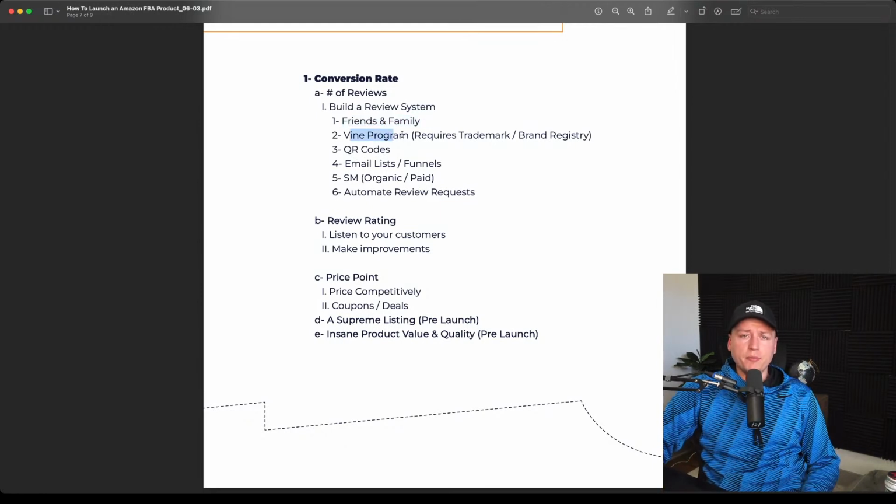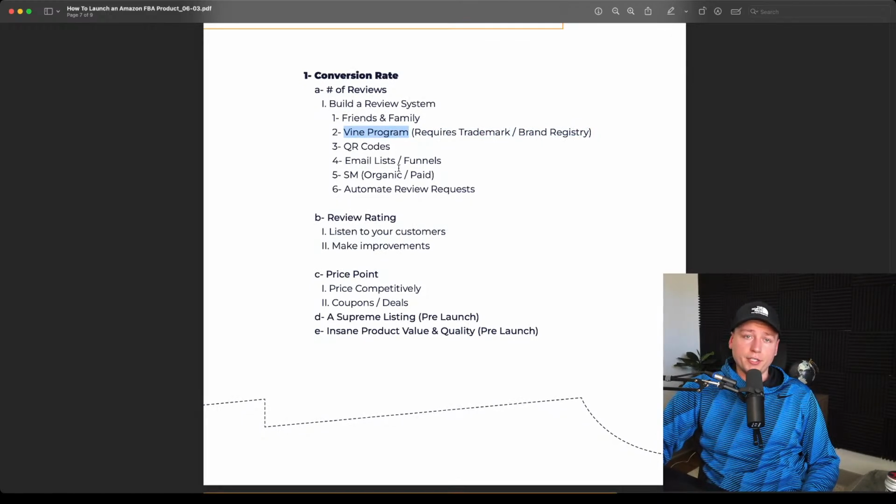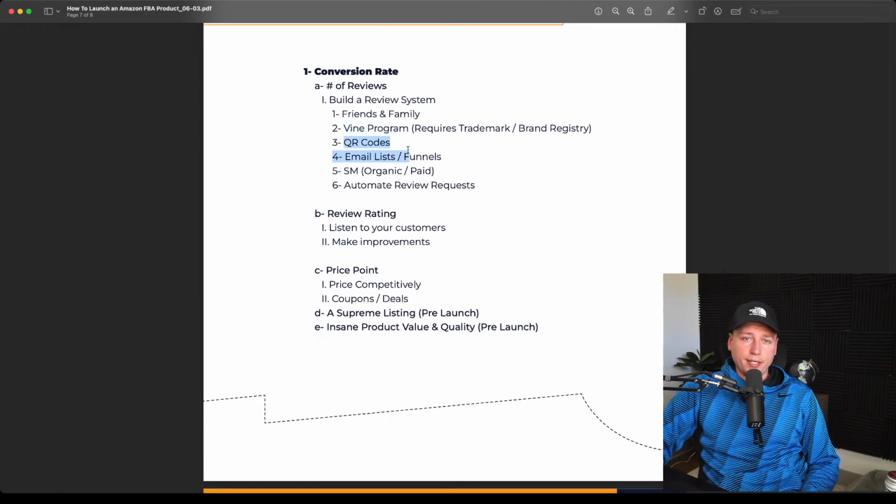Next is the Vine program. This requires trademark and brand registry, which pretty much anybody doing private label, I'd advise you to do. With the Vine program, you get up to 30 reviews. If you're not doing this, you're at a huge disadvantage. Next is QR codes. You can build systems where your packaging or your product insert has QR codes on it, to lead them to a review system that you built out.